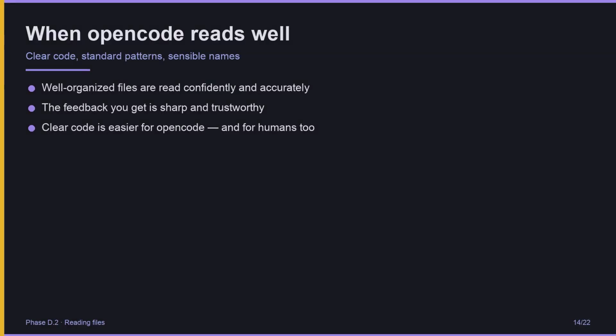OpenCode reads best when the code is clear: standard patterns, sensible names, straightforward logic. When a file is well organized, OpenCode reads it confidently and accurately, and the feedback you get is sharp and trustworthy. This is one more quiet reason to keep your work tidy. Clear code is not just nicer for other humans. It is also easier for OpenCode to understand and genuinely help you with.